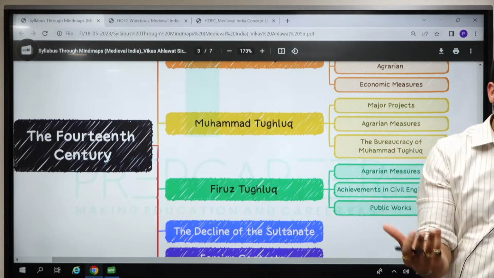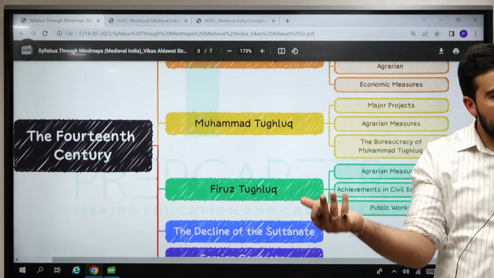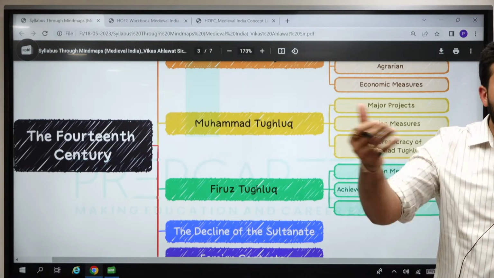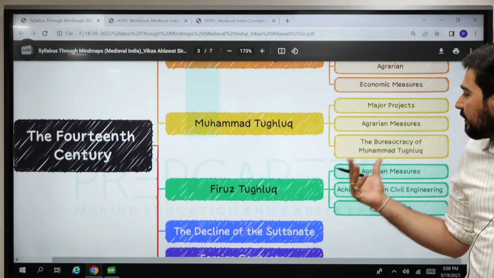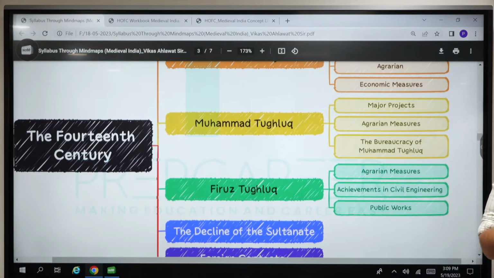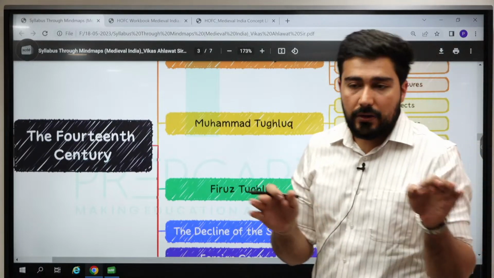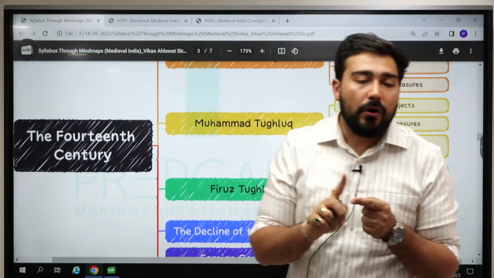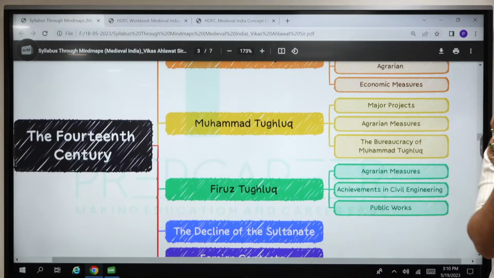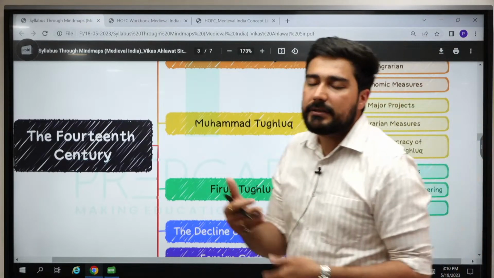So if somebody was a teli, he was given the post. Somebody was a kind of carpenter, he was given a post. So that's why the bureaucracy of Muhammad bin Tughlaq, even though it was very heterogeneous, was also lacking in the true spirit. Okay, like in civil services, why do we have this exam and process?